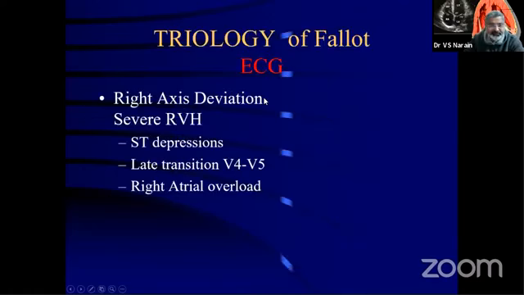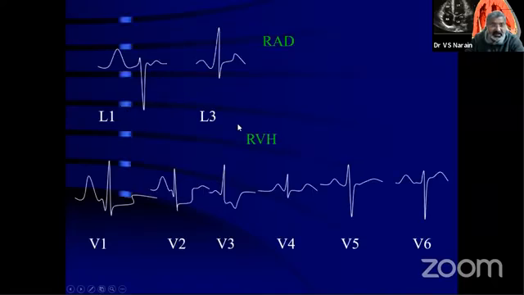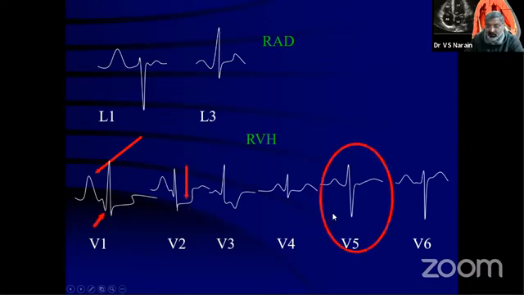On the other hand, in trilogy, you have right axis deviation, you have ST segment depressions, late transitions, and right atrial overload as shown here. You will have a tall P, you will have a Q wave, you will have an ST segment depression, and you will have a late transition in V5, V6. Here in tetralogy, the transition was occurring in V2. In trilogy, the transition is occurring in V5.